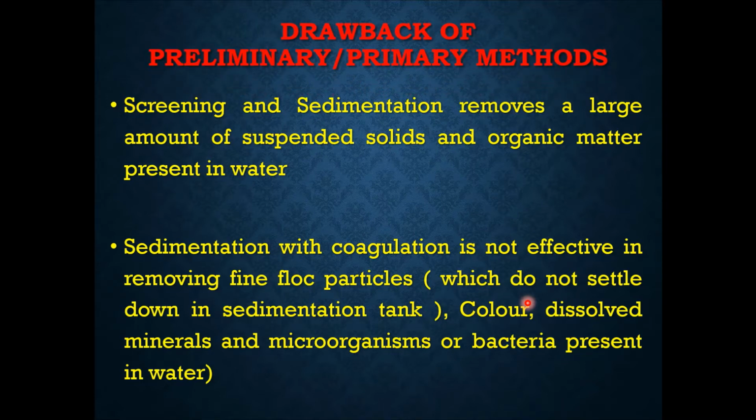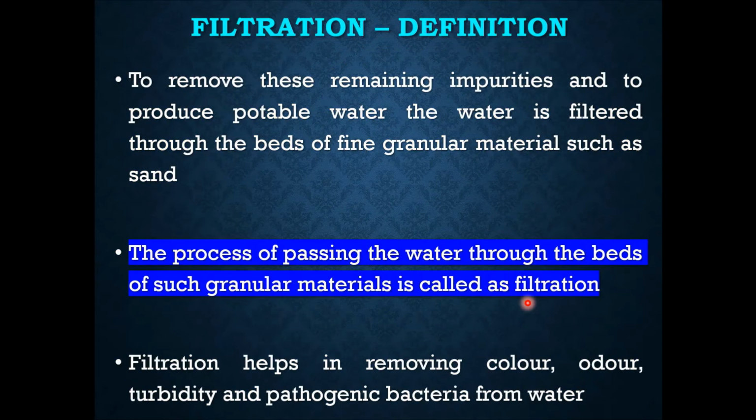These are nothing but the drawbacks of the preliminary or primary methods. Still water is impure, and the new process which is used to overcome all these drawbacks is nothing but filtration. First we will see the definition and then we will proceed ahead. As per the previous slide, you now understood which impurities are remaining in the water. To remove these remaining impurities and to produce potable water, the water is filtered through the beds of fine granular medium or material such as sand.